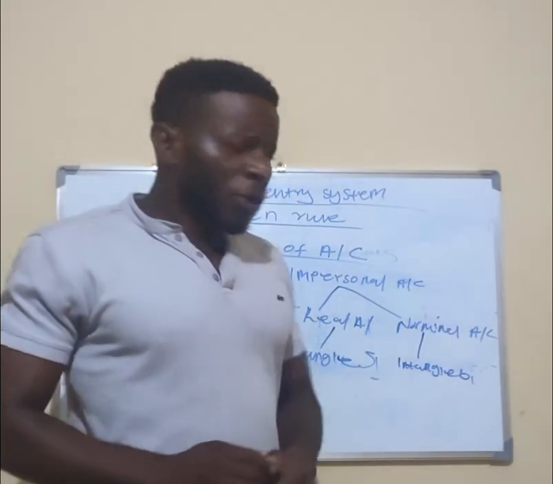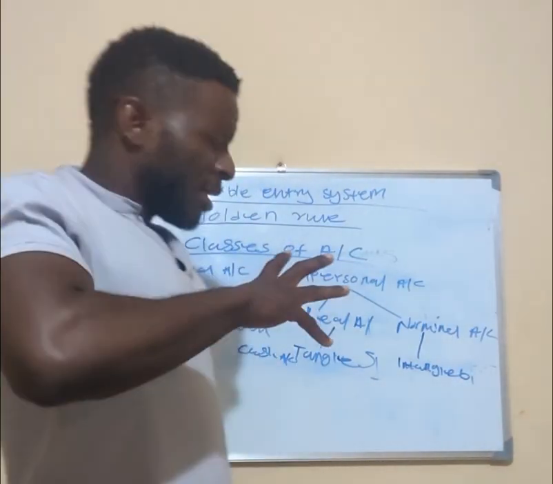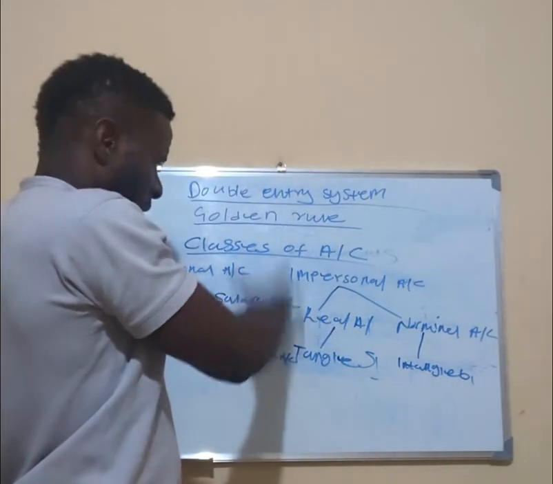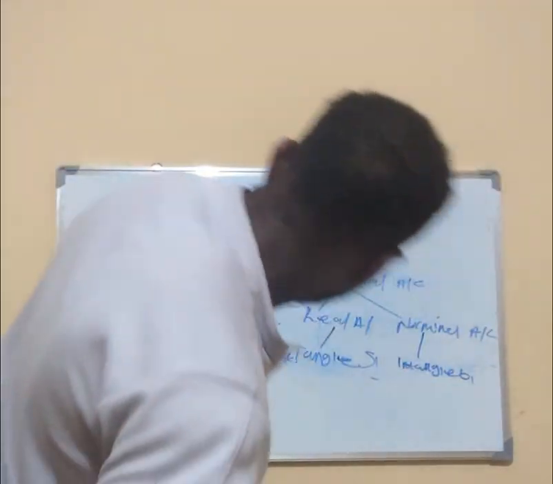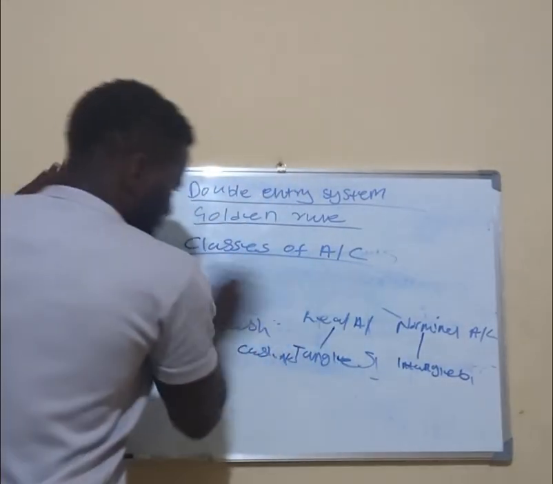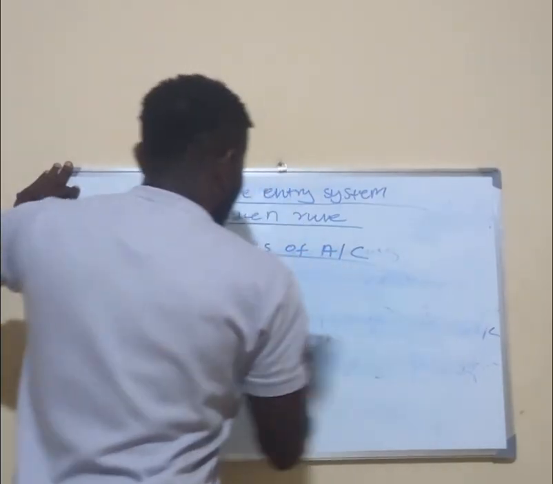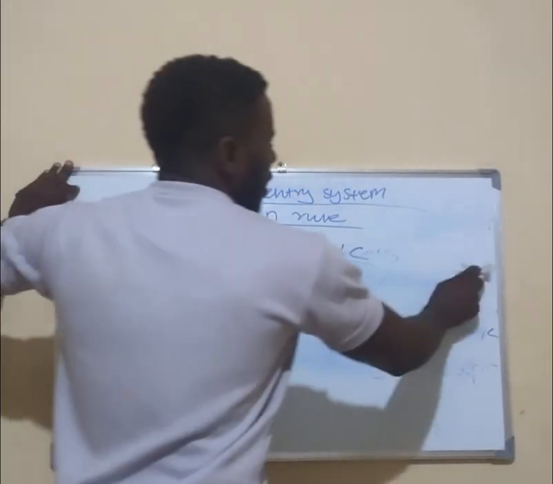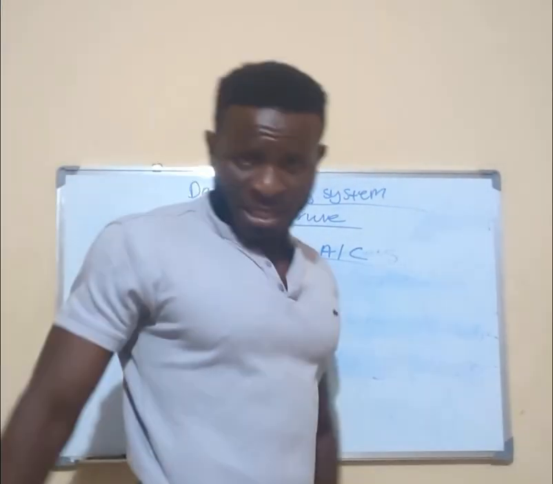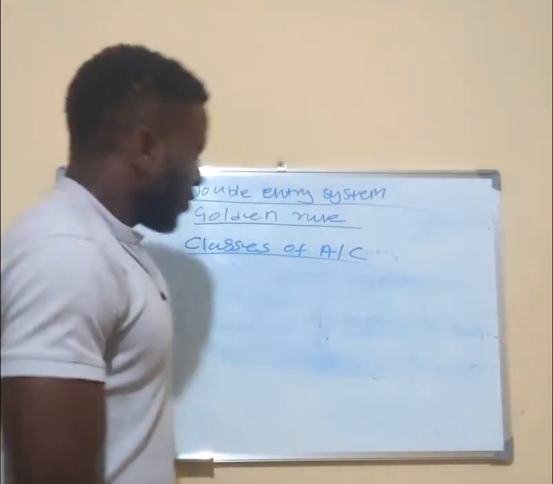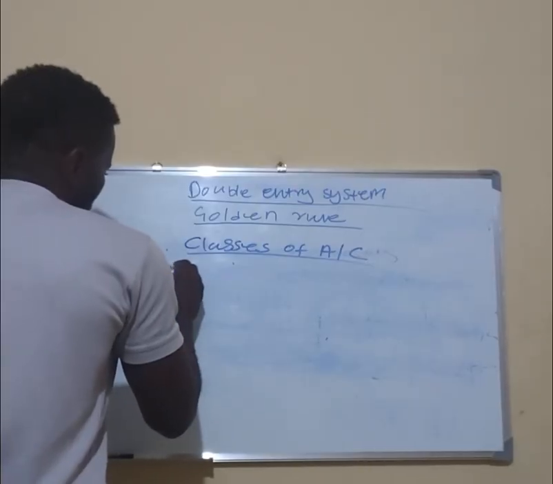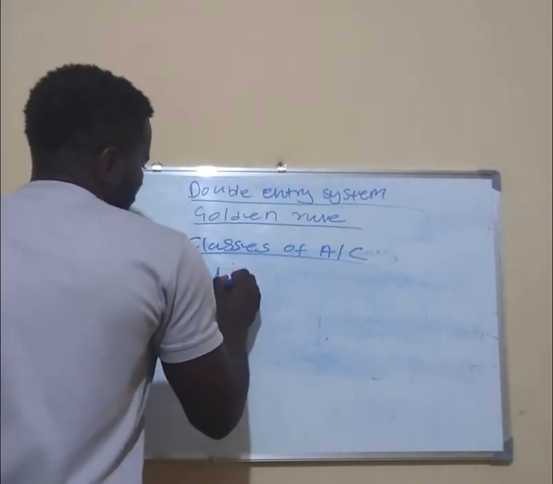So let's talk about how the double entry system should be applied in the classes of accounts. Under classes of accounts, like I said, we have three classes of accounts. The in-person account is no longer used now because it has already been dismantled. So now, the classes of accounts: first we have the personal account.